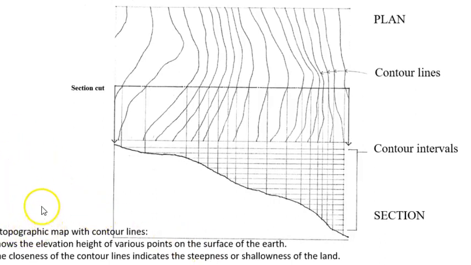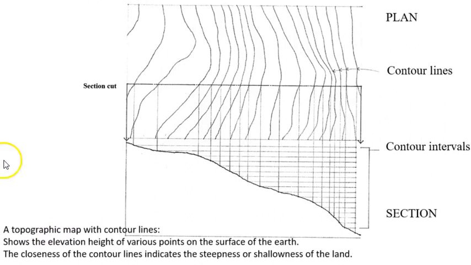And as it points out down here at the bottom, it shows the elevation heights of various points on the Earth's surface. That's what I just described. And importantly here, the closeness of the contour lines indicates the steepness or the shallowness of the land. So here, where these lines are very close, we could see that it indicates a much steeper contour, as opposed to here where it was much more shallow. The lines are further apart, and we end up with a much more shallow contour.